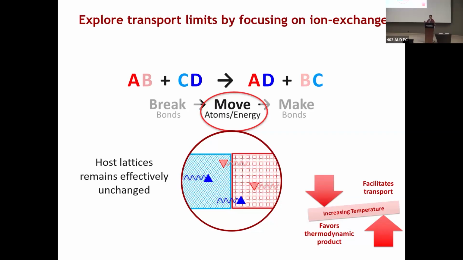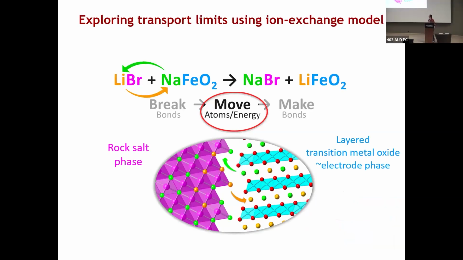And we can do this simple toy reaction, which would be ion exchange. So effectively, if we have ion exchange, the host lattice remains the same. So that bond breaking and bond making part is not an important component, and the entire reaction is just limited by the transport and the movement of ions. The specific example that we started looking at was this ion exchange between sodium and lithium, moving it from a rock salt phase to a layered transition metal oxide phase, something that some people might use as electrode material.